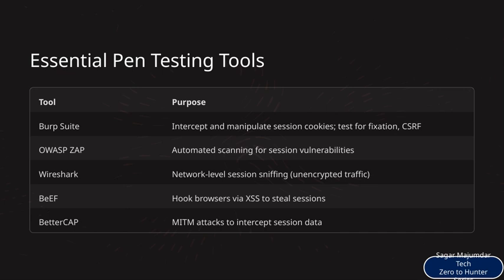Next, we have OWASP ZAP. This tool automates the scanning process for session vulnerabilities, making it easier to identify weak points without manually probing every aspect. It's especially useful for quick assessments and ongoing security testing.